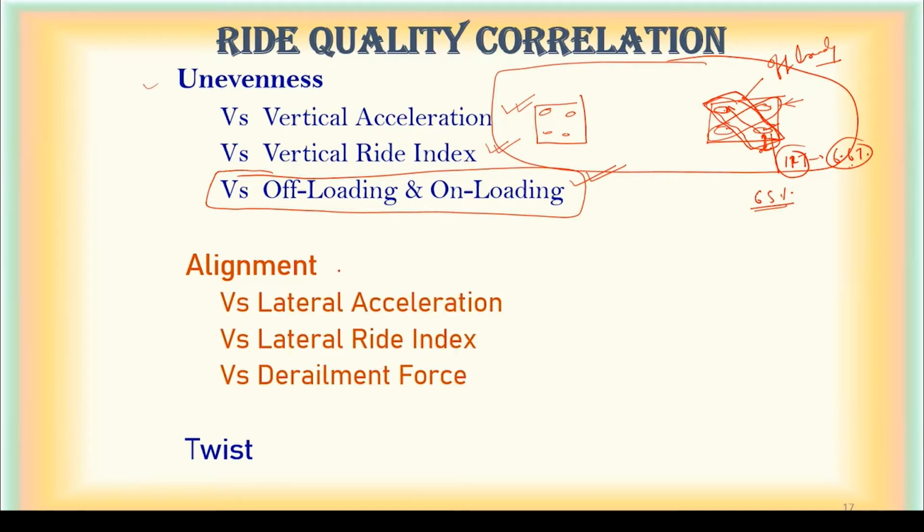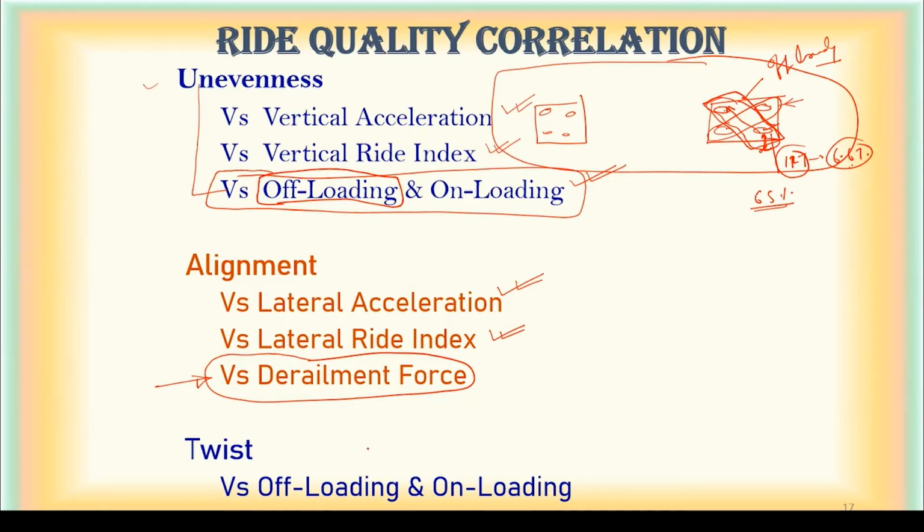Then alignment, as we can appreciate, alignment defect will give lateral acceleration and accordingly will increase the lateral ride index, and this defect will increase the derailment force. So unevenness on one hand is increasing the offloading, which can create a situation where the wheel can get offloaded without lateral load. Parallelly, what is alignment doing? Alignment is increasing our lateral forces. So if these two defects are happening simultaneously, we are further increasing the derailment proneness of the rolling stock.